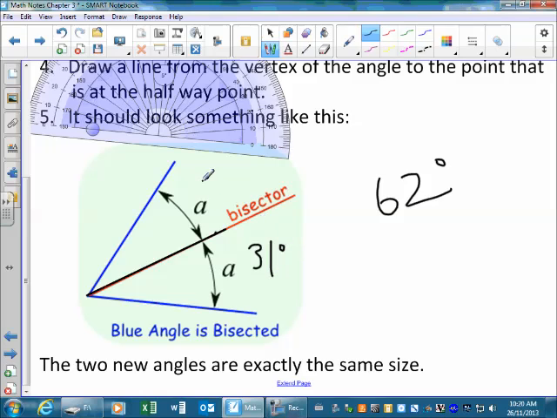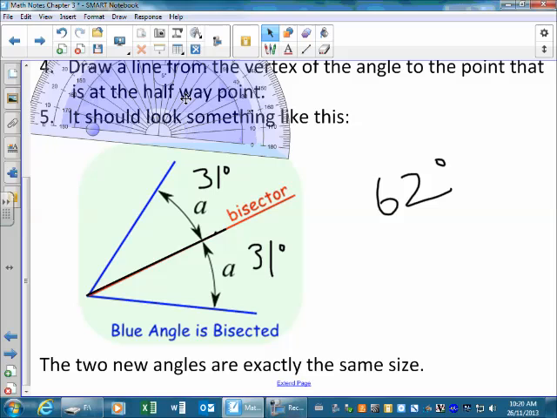So we've bisected, and our new angles now are 31 degrees here. And how big is this angle over here? It is also 31 degrees because we've bisected that big one. That means both these new angles are completely equal. It says down here, the two new angles are exactly the same size. Okay, is that making some sense? So it's exactly the same as bisecting a line segment, except this time you're just bisecting an angle.